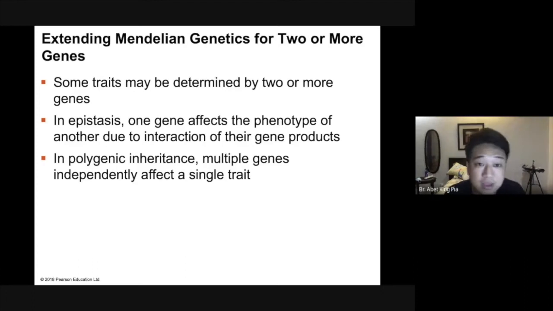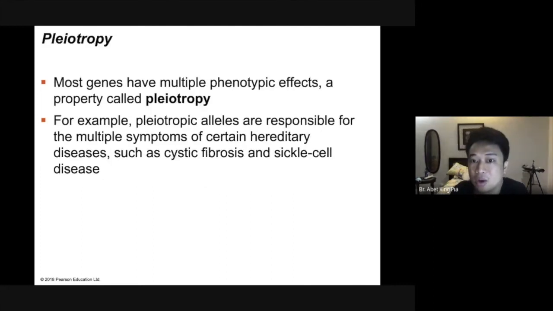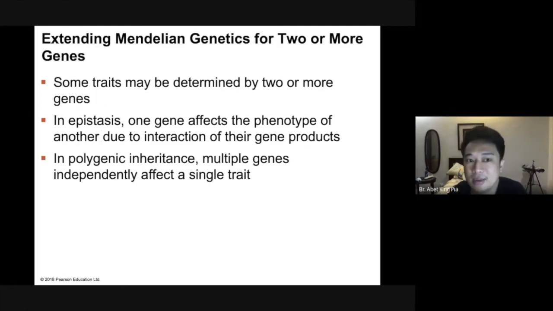Now, extending the Mendelian genetics for 2 or more genes. Some traits can be determined by 2 or more genes. Kung kanina sa Pleiotropy, 1 gene, multiple phenotype. Ito naman, meron may mga traits naman na 2 or more genes, 1 phenotype or 1 trait. So, epistasis. 1 gene affects the phenotype of another. So, there are actually 2 genes that are needed for 1 specific trait to be seen or to be observed.